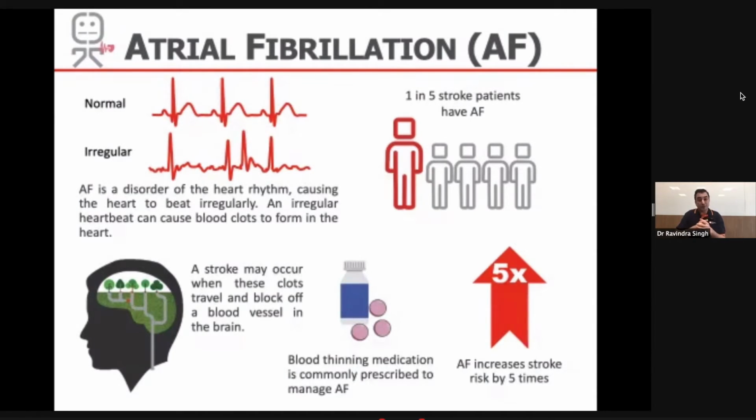And there is a treatment, or a prevention therapy, for that. These are the blood thinning medications. We call them anticoagulants. These are commonly prescribed to manage AF.